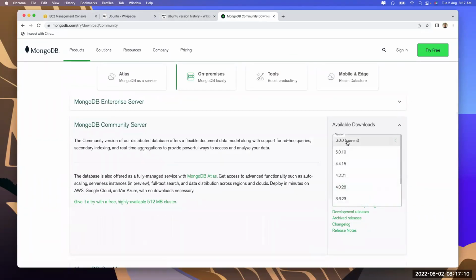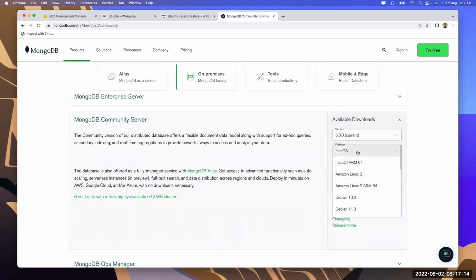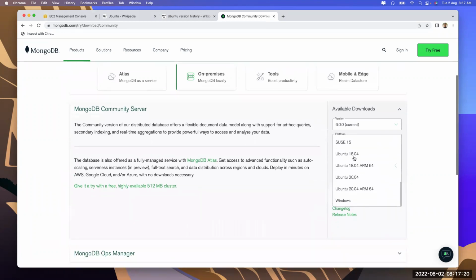So it will ask you that, instead of Mac OS, let's say I am going for Ubuntu 18 or 20, whichever you are looking for. ARM is the ARM machine, 20, this is for ARM. If it doesn't say anything, it simply means it's an x86 machine. So just keep that in mind.